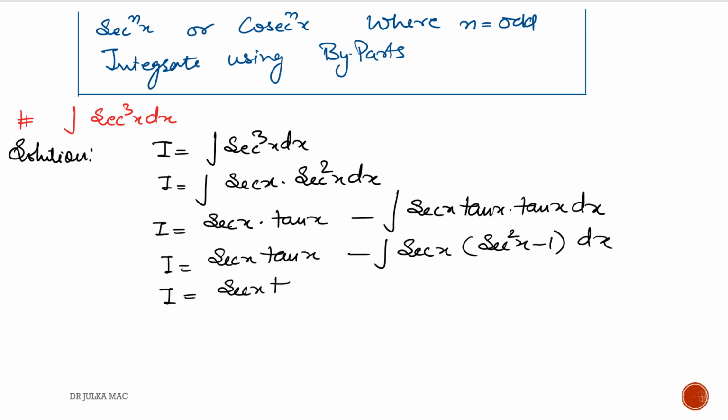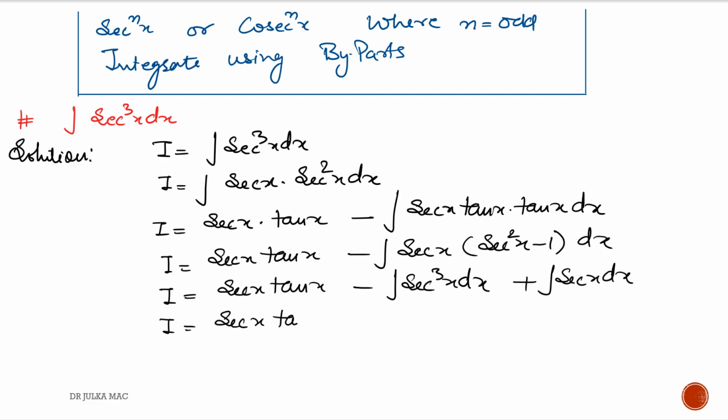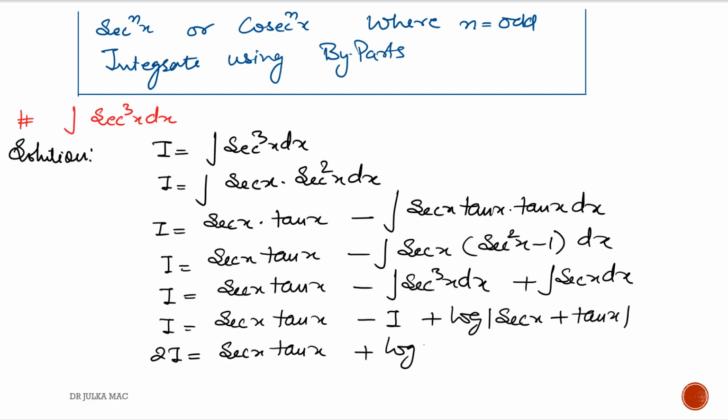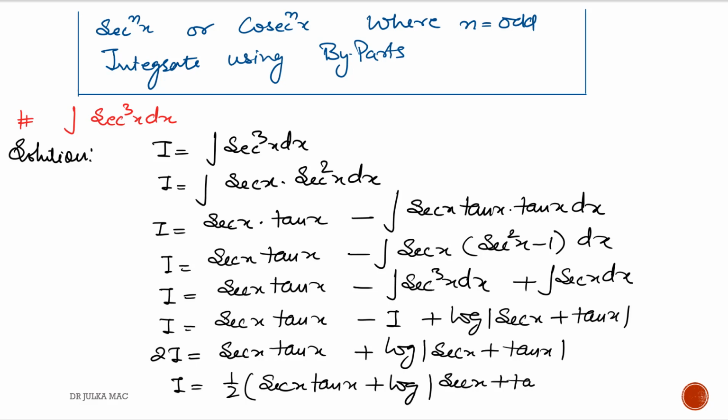When we open this bracket, we have sec x tan x minus integration of sec cube x dx plus integration of sec x dx. Now the question repeats. So in place of integration of sec cube x, we'll write I, and the integration of sec x is log of mod sec x plus tan x. So 2I equals sec x tan x plus log sec x plus tan x, and I equals half of sec x tan x plus log in mod sec x plus tan x plus c.